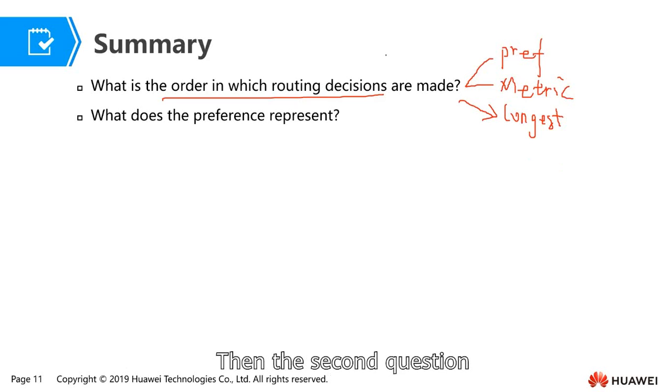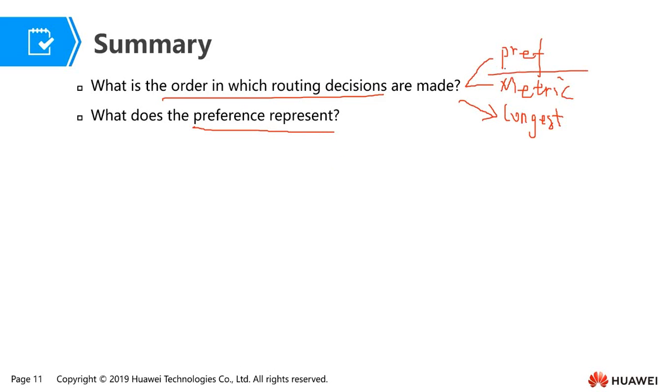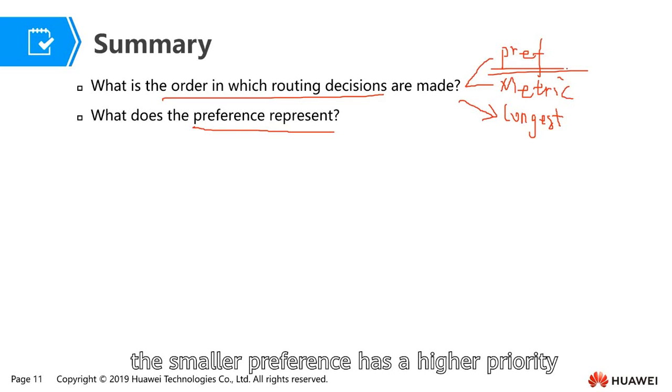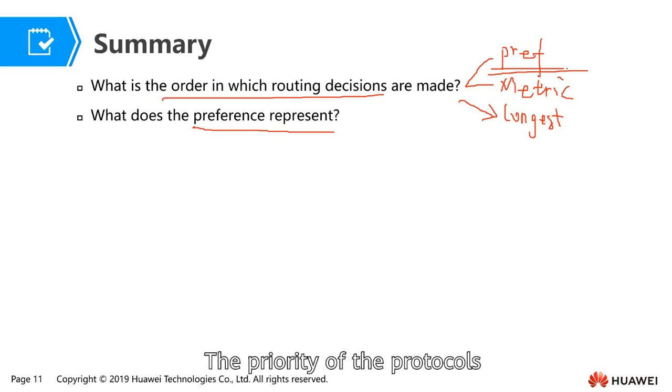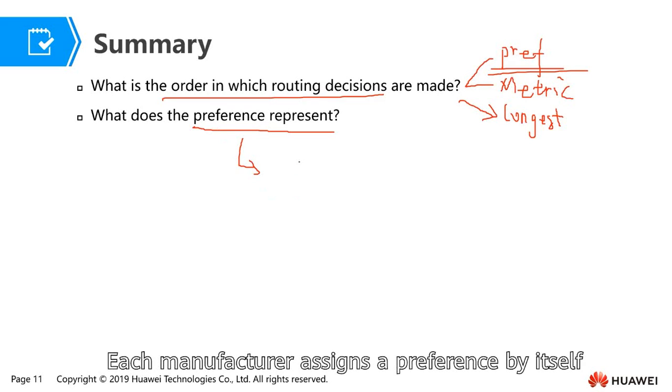And then the second question: how is the preference represented? As we know, the preference is just the preference of the different protocols. The smaller preference has the higher priority. And of course the preference value has no standard. Each manufacturer assigns a preference by itself.